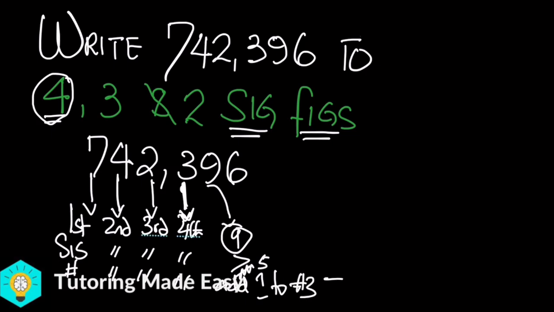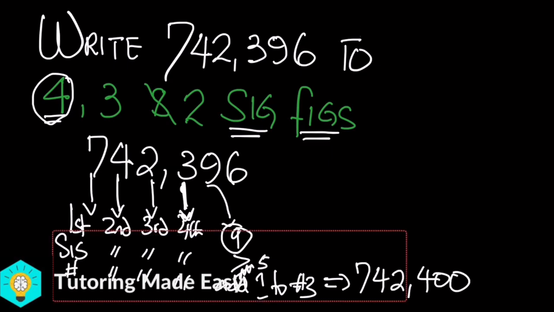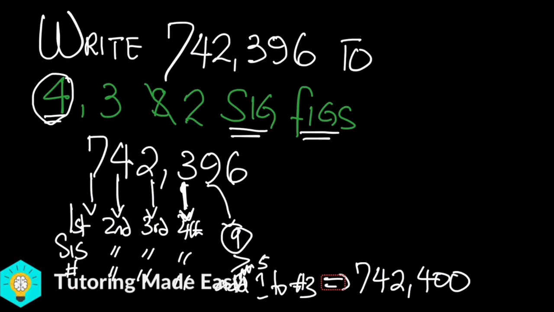And when we do that, we're actually going to get 742,400. Can you see that if you add 1 to this, it becomes 4, and that makes this part of the whole number become 400. So it's 742,400. That means we've converted that into 4 significant figures.